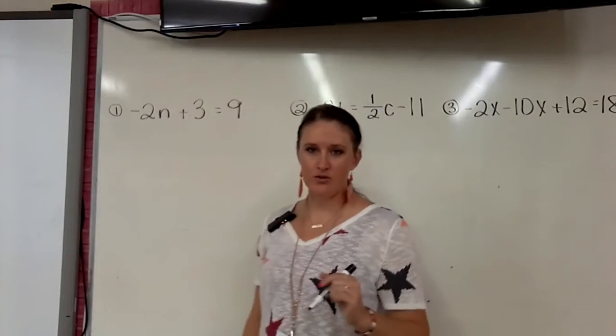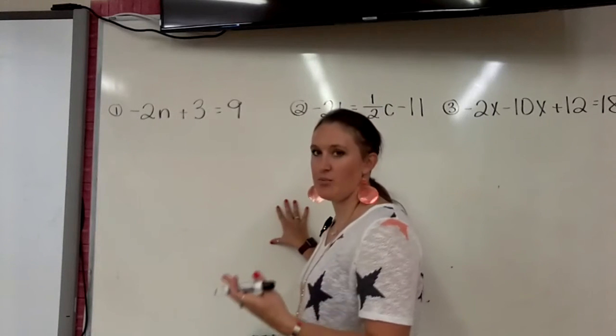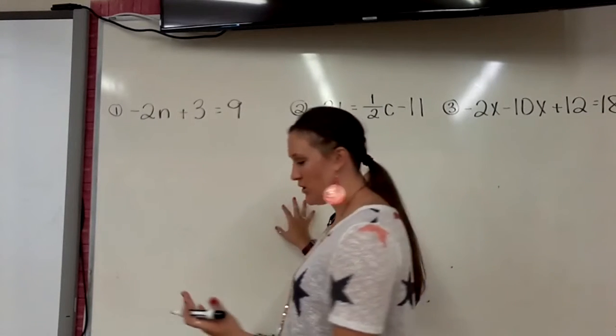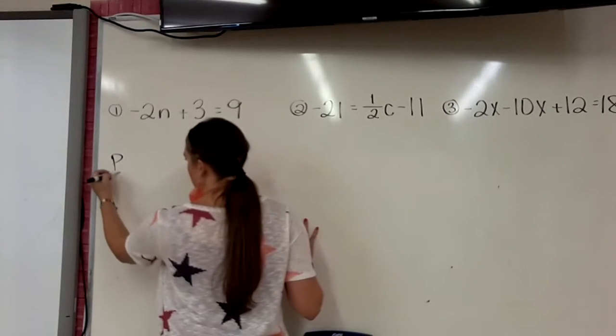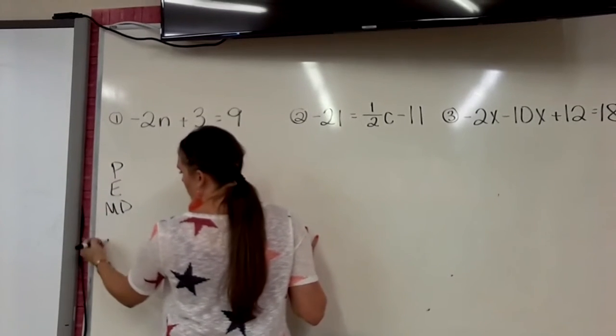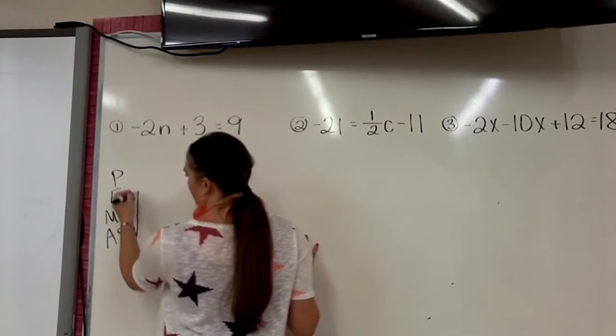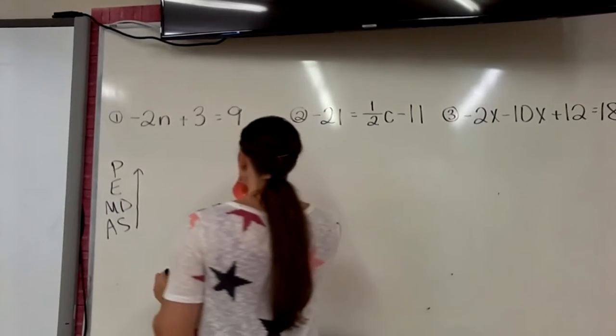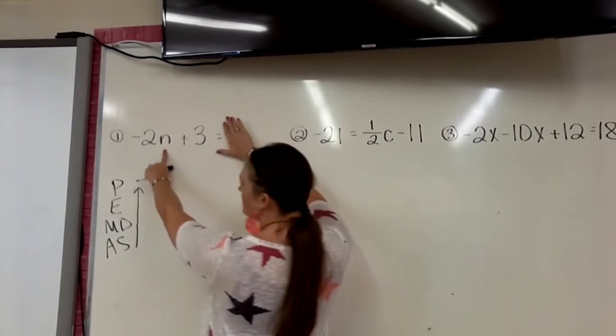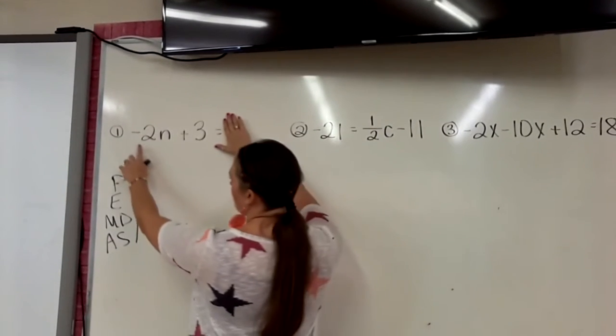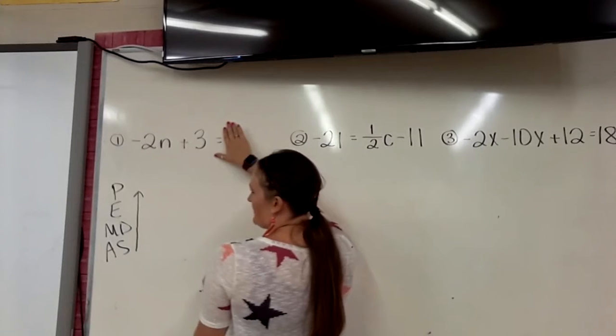Okay, so on these first 3 problems, we're solving multi-step equations. Like I told you a while ago, you're doing PEMDAS basically backwards. So we're going to get rid of the adding and subtracting first, then move up to multiplying and dividing and so forth. So here's n. If I cover up the other side of the equal sign, we have a negative 2 and a plus 3 that we have to get rid of.